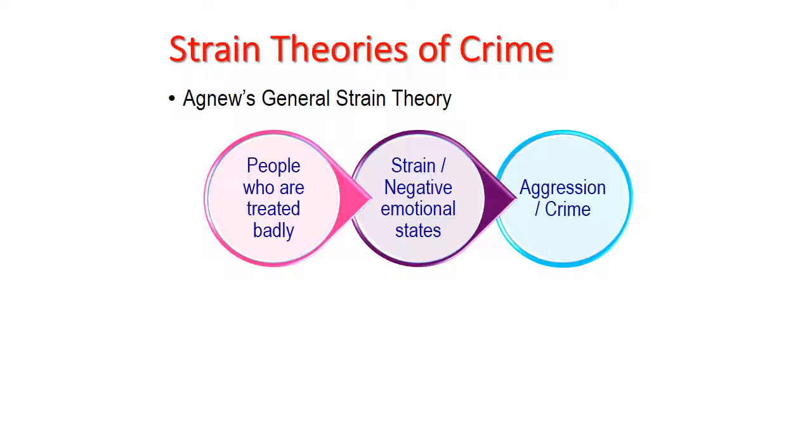In summary, Agnew's general strain theory proposes that people who are treated badly are likely to feel some sort of strain or have a negative emotional reaction. As a means to deal with this strain or negative emotional reaction, they resort to aggression and crime as they find it to be a useful coping mechanism for themselves.